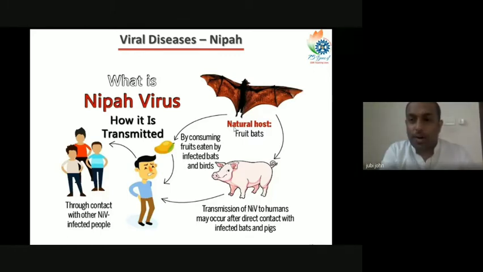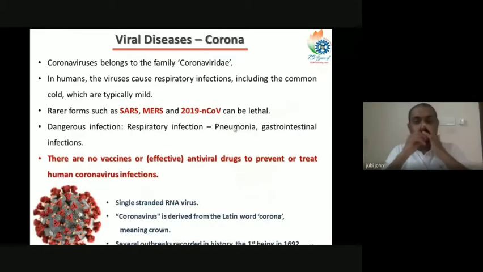And then it will come out. Once the virus comes out, it will be in the most deadly condition. So we have to be aware of the bats. So coming to corona.